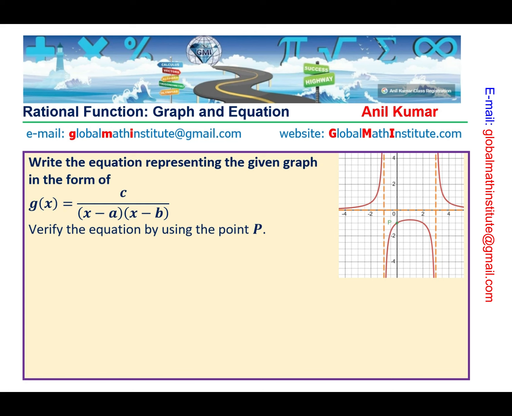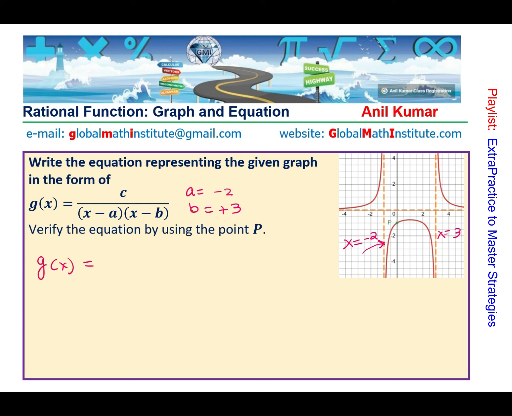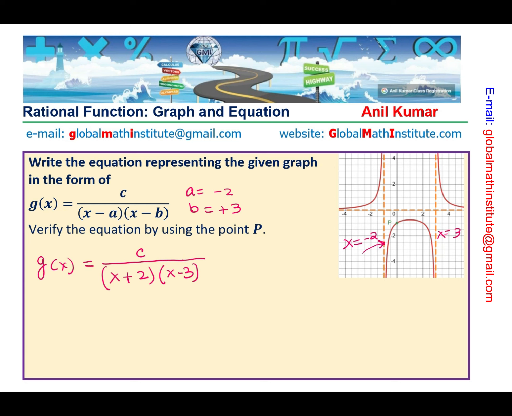So let's look into our first graph, where we identify the vertical asymptotes. The first one is x equals what? It is minus 2. The other one is x equals 3. So we got two vertical asymptotes. So we have a equals minus 2 and b equals plus 3, right? If I replace a and b, I get the function g of x equals c over x minus of minus 2, which makes it plus, so this factor will be x plus 2. And here we have x minus 3. Makes sense. No difficulty at all, right?